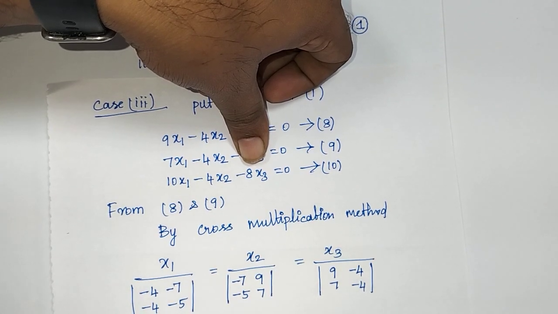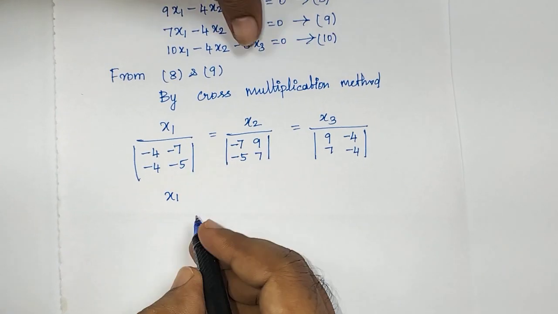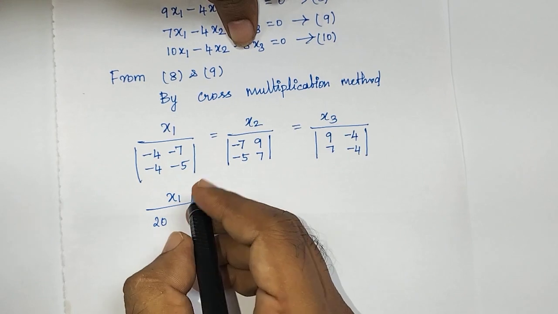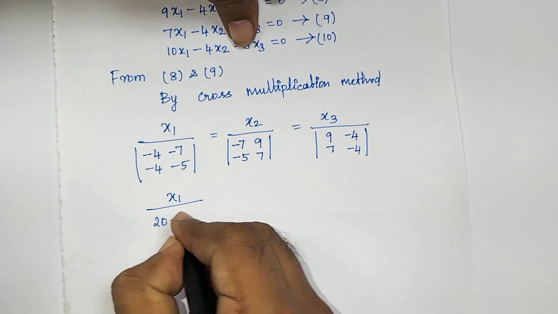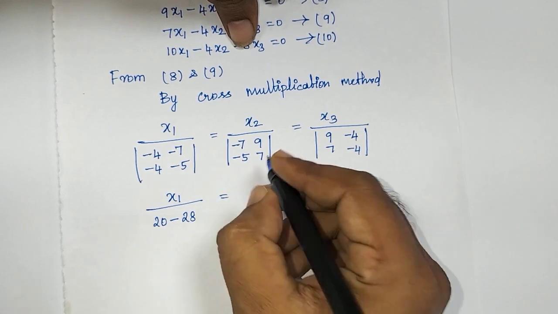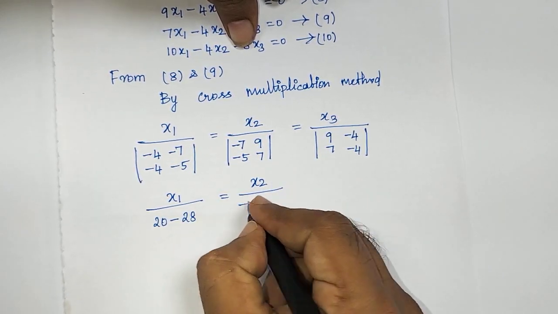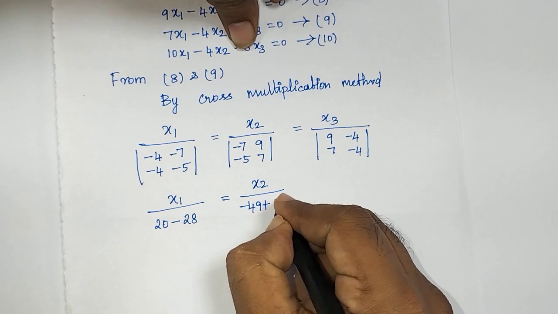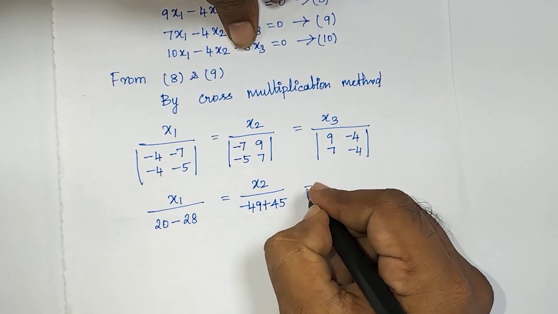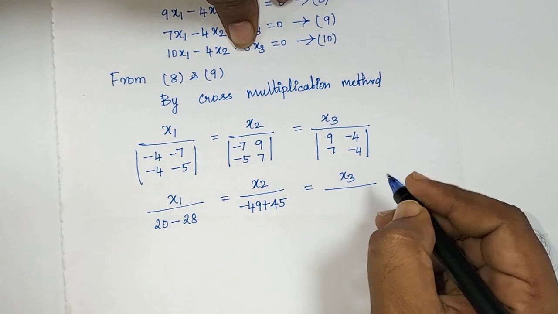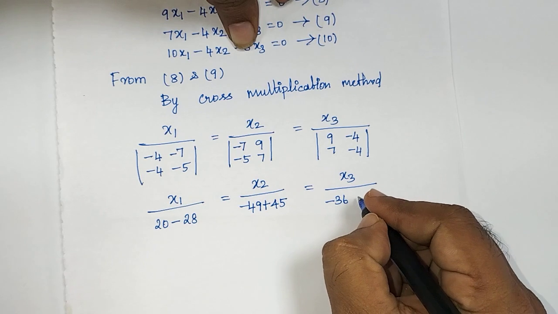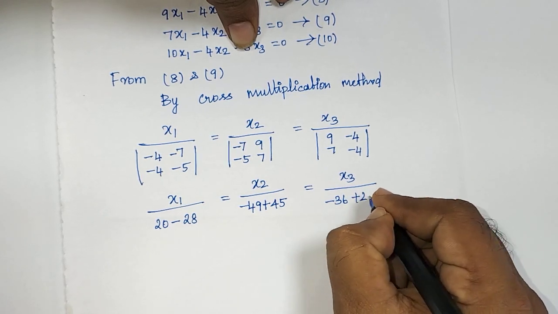Simplify this. x1 divided by minus 4 into minus 5 plus 20, minus 4 into minus 7 plus 28, here minus, so minus 28, is equal to x2 divided by minus 7 into 7 minus 49 and minus 5 into 9 minus 45, already minus, so plus 45, and equal to x3 divided by 9 into minus 4 minus 36, 7 into minus 4 minus 28, minus into minus plus 28.